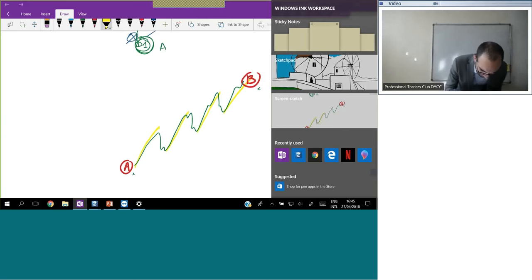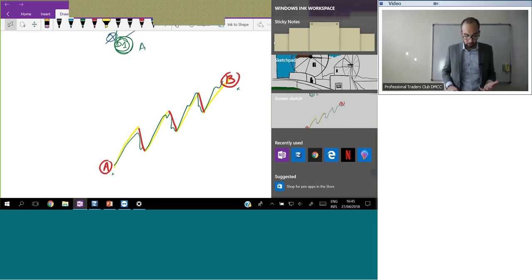And eventually, I also have methods to take the retracement of this price action. So at the end of the day, you can make money on both sides.